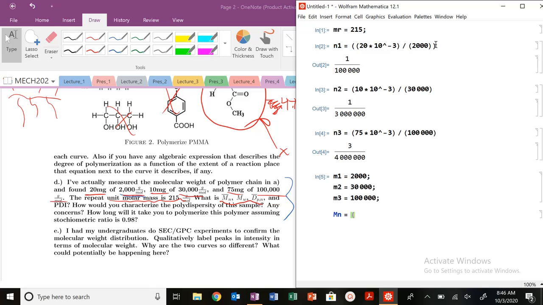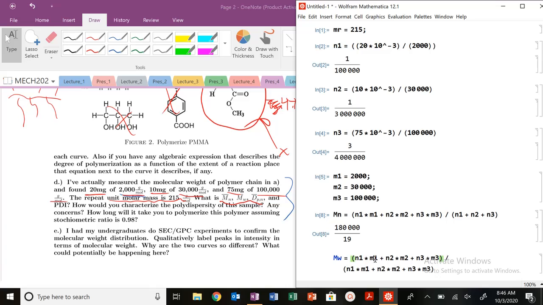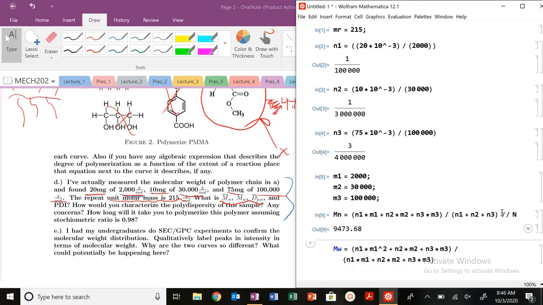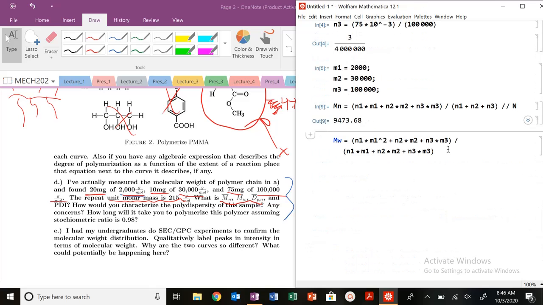So now all I have to do is my Mn. My Mn is equal to N1 times M1 plus N2 times M2 plus N3 times M3, divided by N1 plus N2 plus N3. Mw is going to be essentially this right here, except we have to square the masses, we have to divide this, just squaring the masses. Let's do this numerically. So that looks good right there.